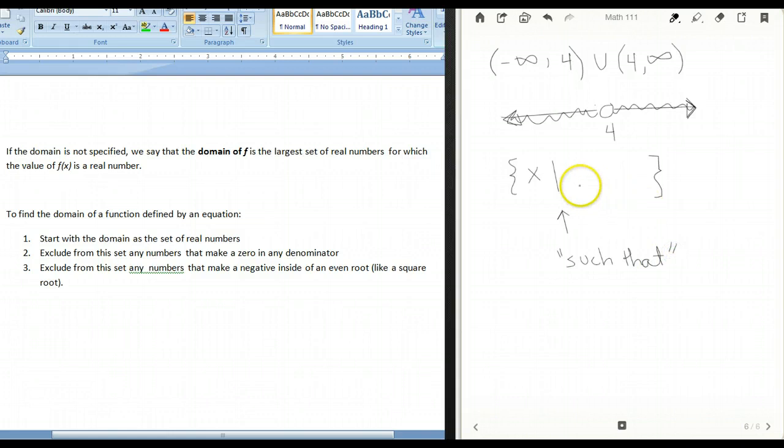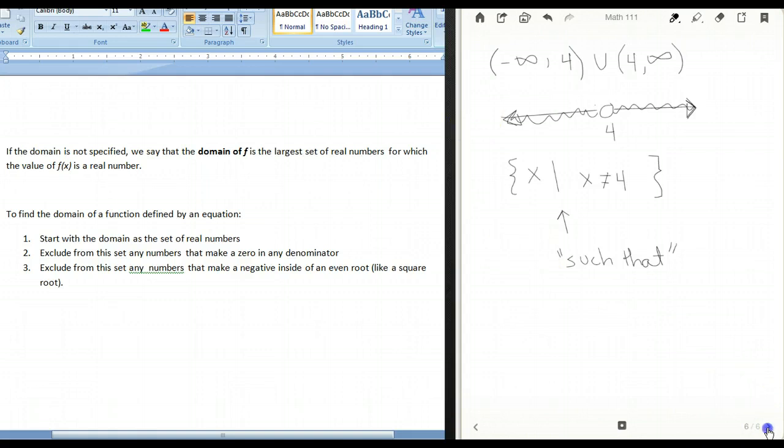Okay, such that, and you want to say the set of all x's so that the following thing is satisfied. So you can say x not equal to 4. You read this as the set of all x's such that x is not equal to 4. Again, that's equivalent to saying all real numbers except 4. And if you want to just write that, that's totally fine too. So that's one way we can find the domain of a function.